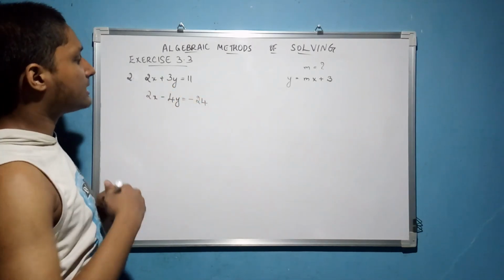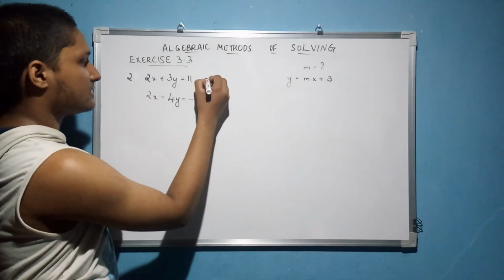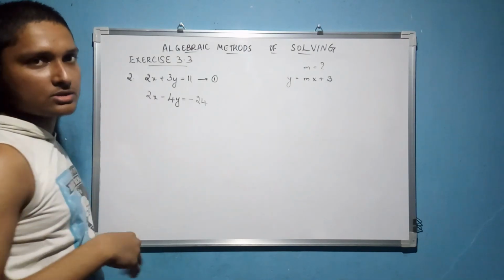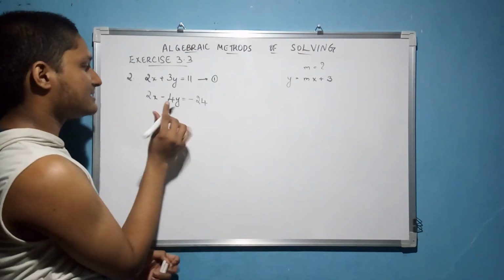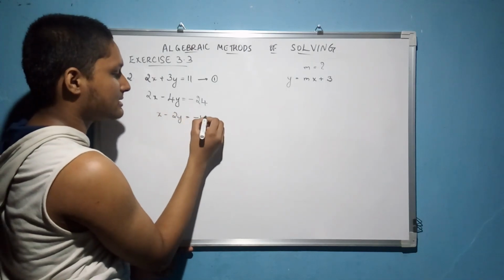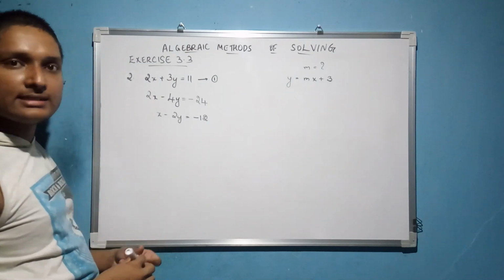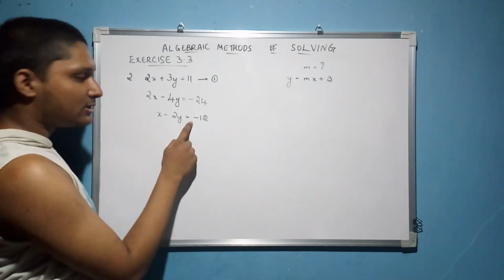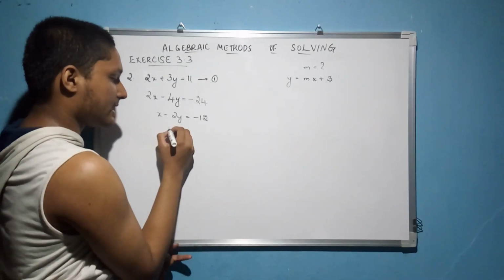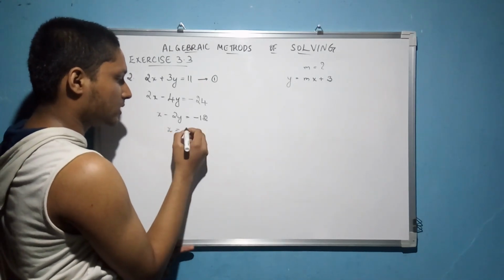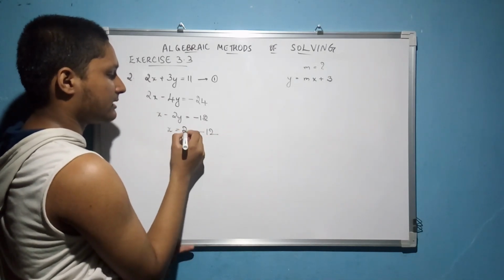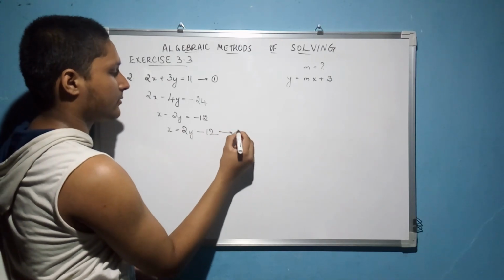So first thing is you need to just solve these two. For solving, this is the first equation. The second equation has 2 common, so better I take 2 outside and cancel it off. That becomes x minus 2y is equal to minus 12. Now I'll bring this 2y to the right hand side so that I get x in terms of y. This becomes x is equal to 2y minus 12. I'll mark this as second equation.